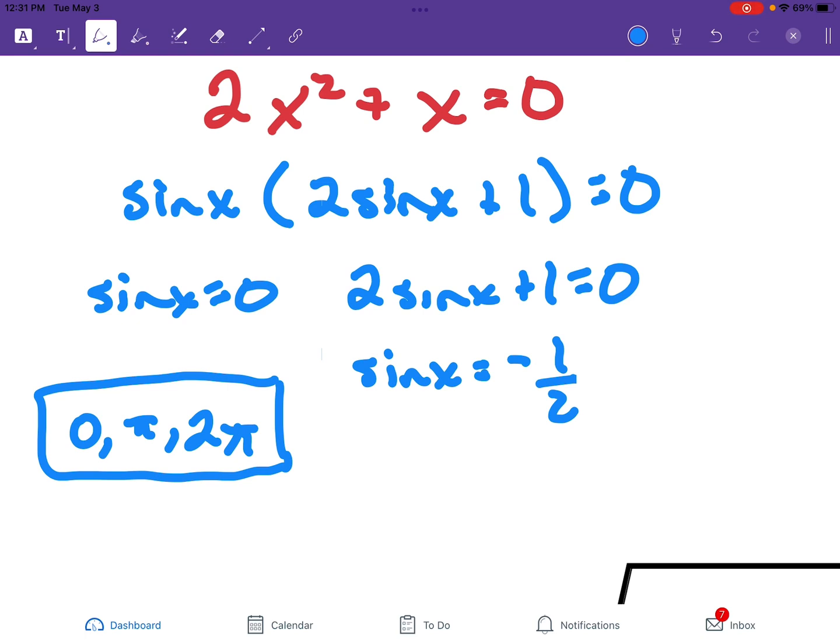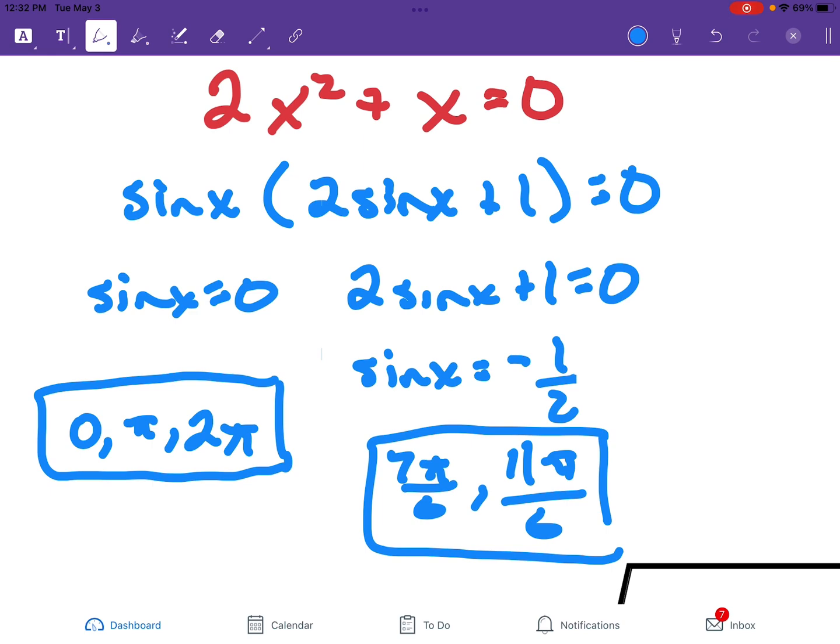For sine of x equals negative 1/2, that is in 2 spots. We're going to get 7 pi over 6, and 11 pi over 6. So there's a total of 5 answers for this problem.